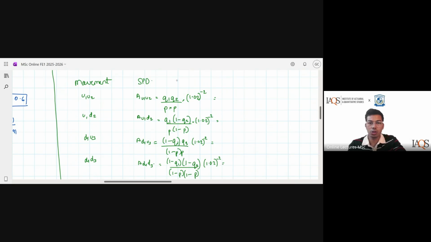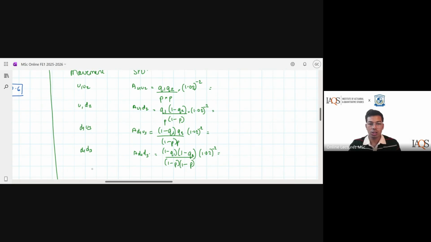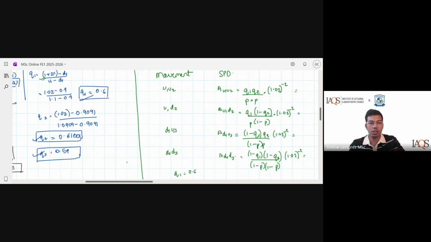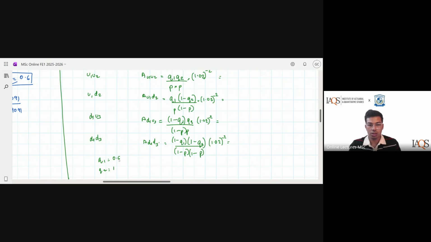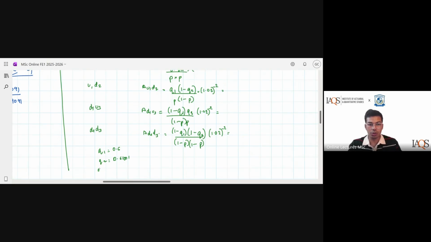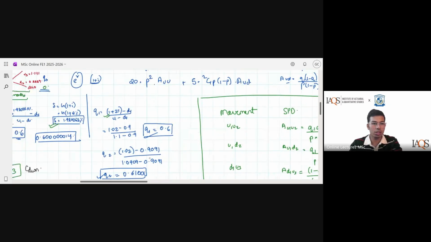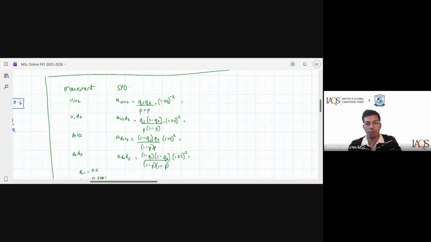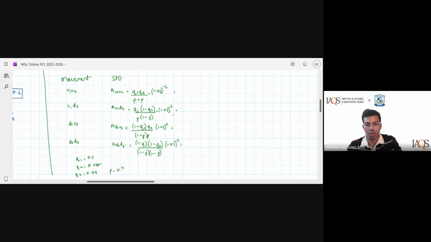You have the values. I'll just write it down. The value of Q1 is 0.6. Value of Q2 was 0.61001. Value of Q3 is 0.59 and the value of P is 0.7. Let me know what you get for the values of each of the state price deflators.